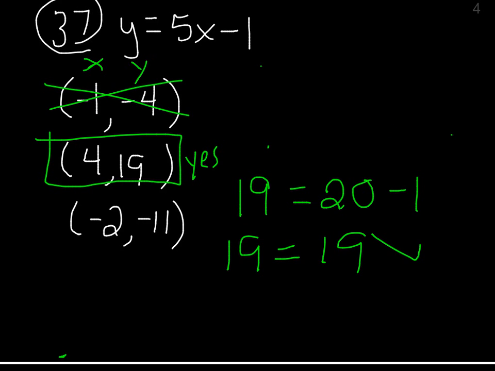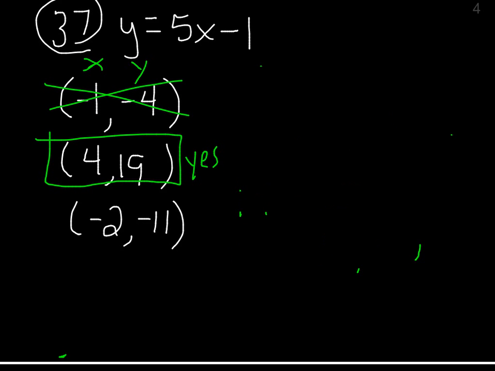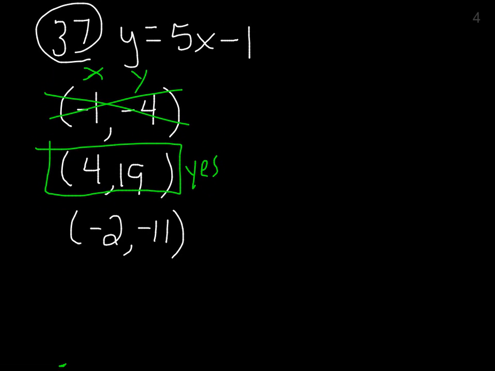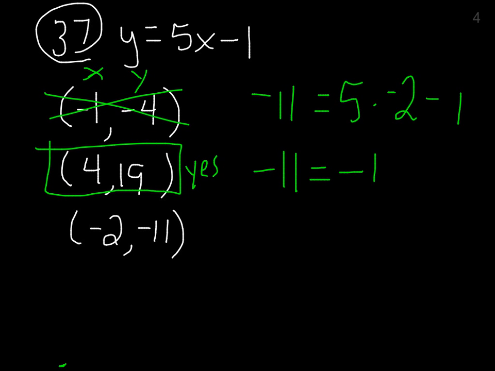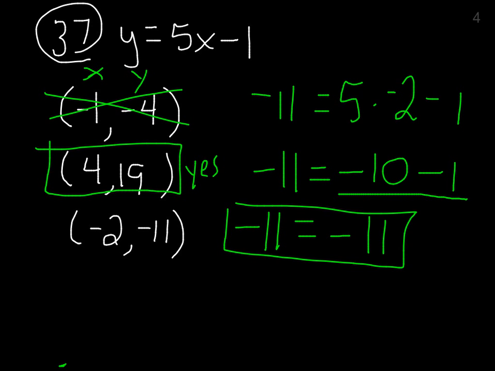Okay, and the last one. 2, negative 11, we'll put the negative 11 in for y. And then we're going to go 5 times negative 2 minus 1. And 5 times negative 2 is negative 10, and then we'd have minus 1. And so negative 10 minus 1, the signs are the same, so we add, keep the same sign. And since negative 11 equals negative 11, that's true, then this is a point on the line, so you'd write yes again.